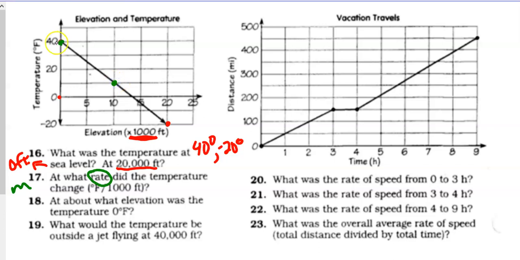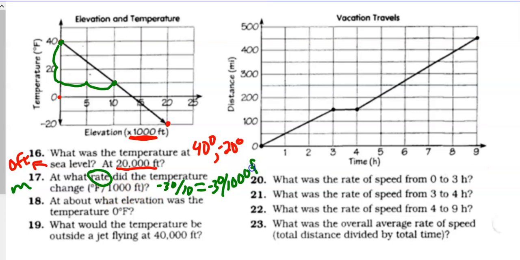So I'm going left to right. So now I'm going down. So I go down 20, and then that's a 10 right there. So 10, 20, 30. So I go down negative 30, and then I go over 5, 10, positive 10. All right, so then we reduce that to negative 3 degrees per 1,000 feet.